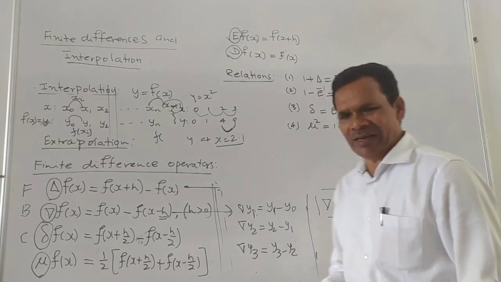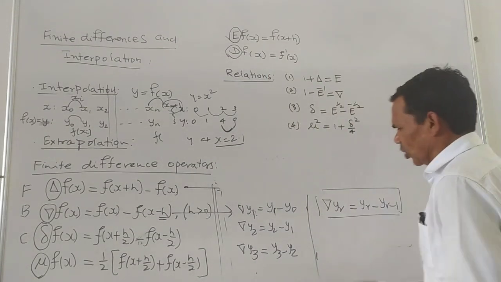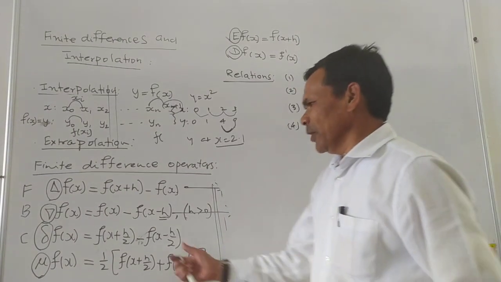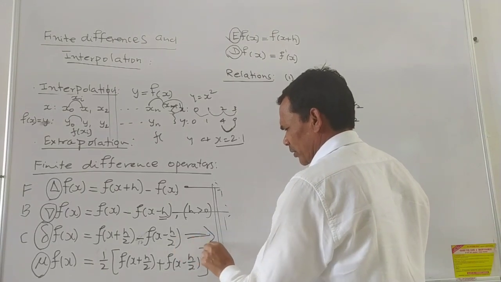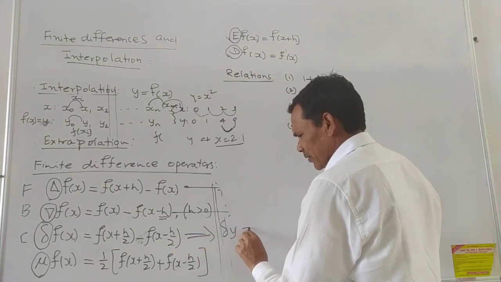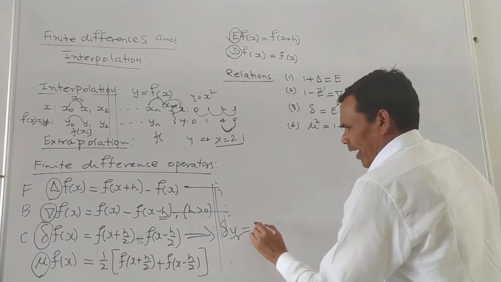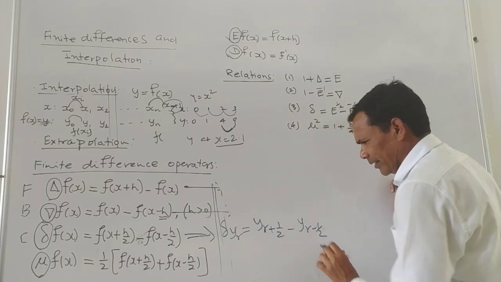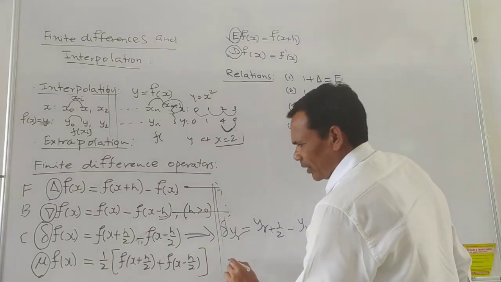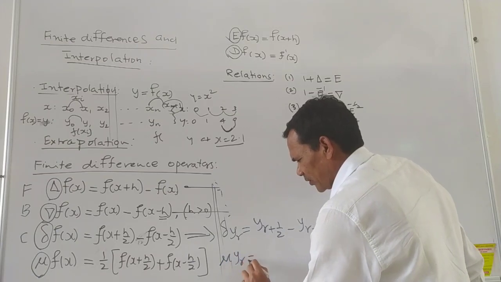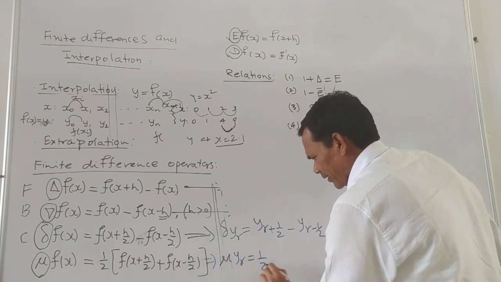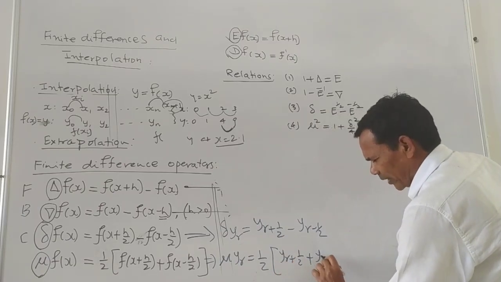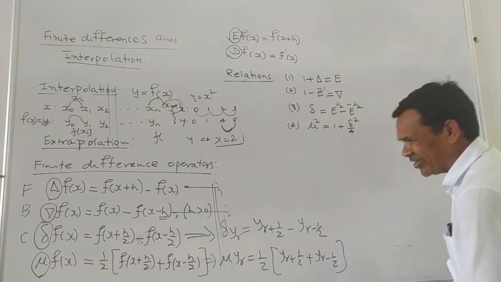Similarly, you can have second and higher order operations of these also. For the central difference operator, del yr is equal to y(r+1/2) minus y(r-1/2). Similarly, mu yr is equal to half of y(r+1/2) plus y(r-1/2), written in an alternative form as half of y(r) plus y(r+1). An average is taken, which is why it is called the averaging operator.